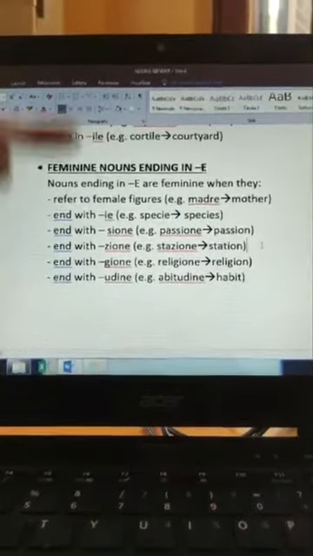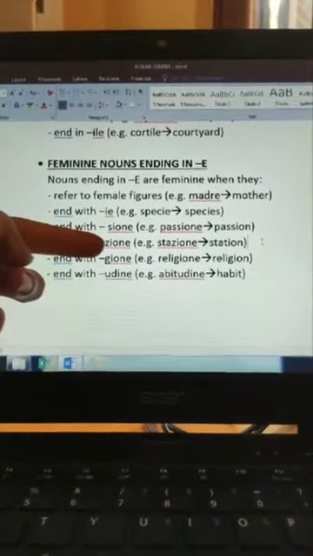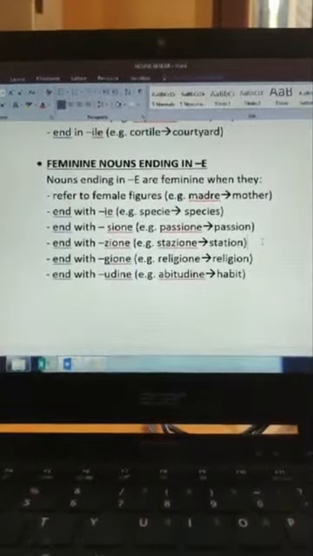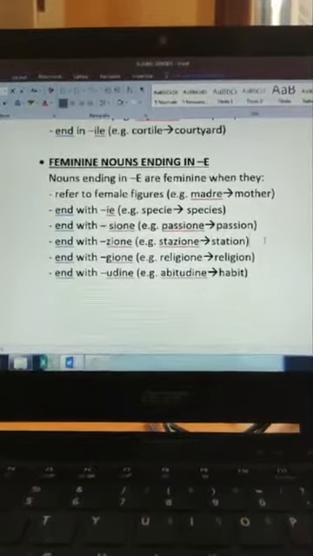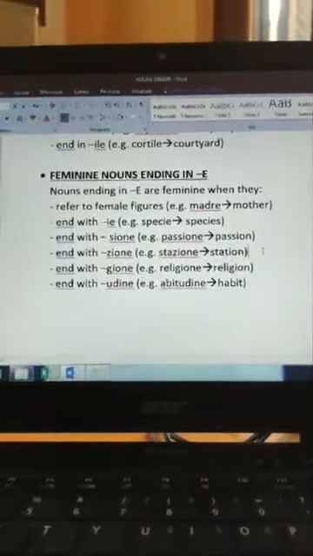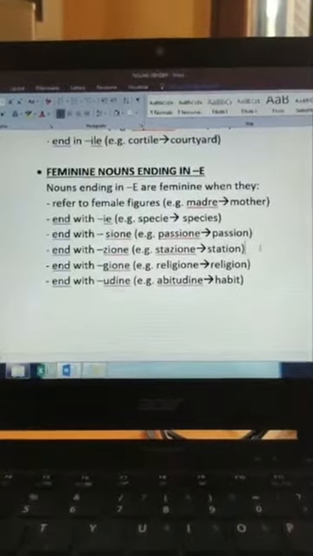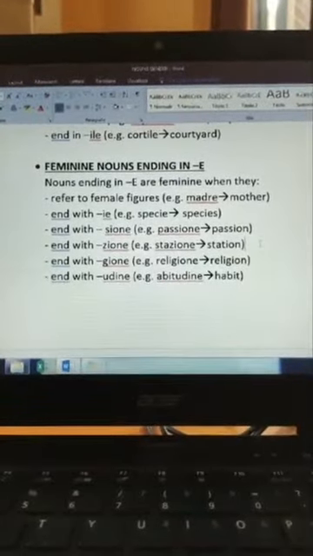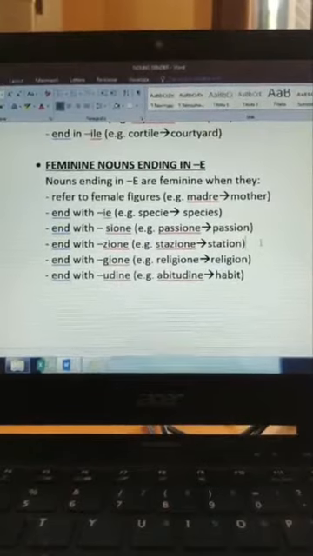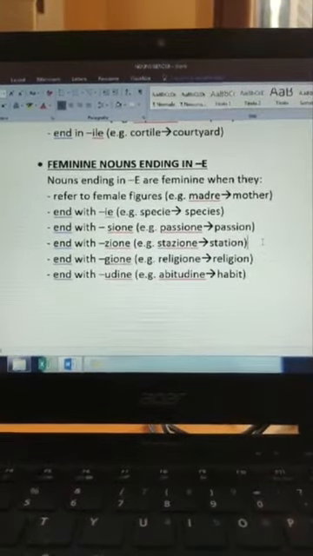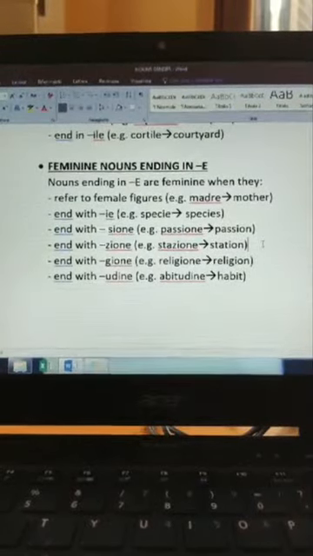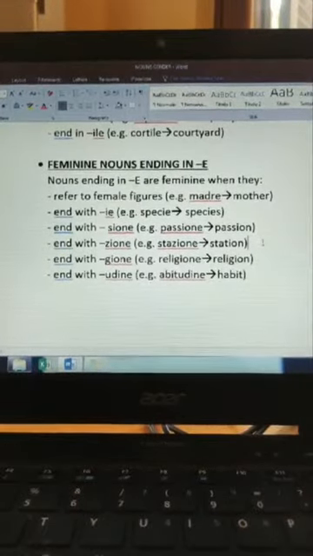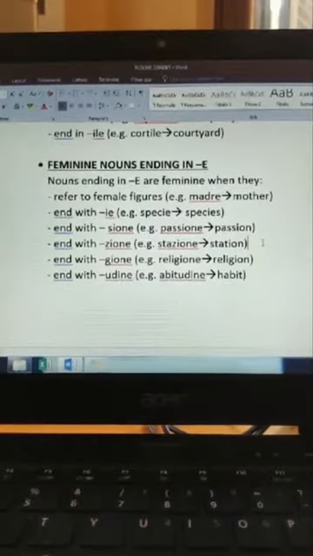If they end with zione, as in stazione, which means station, as in train station is stazione dei treni. We saw treno before. Stazione dei treni, train station. They're also feminine if they end with gione, as in religione, religion, and if they end with udine, as in abitudine. Abitudine means habit.